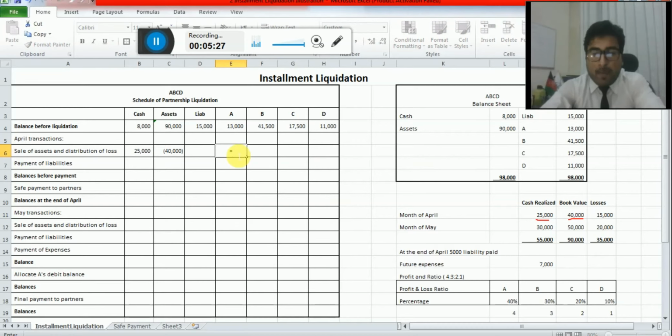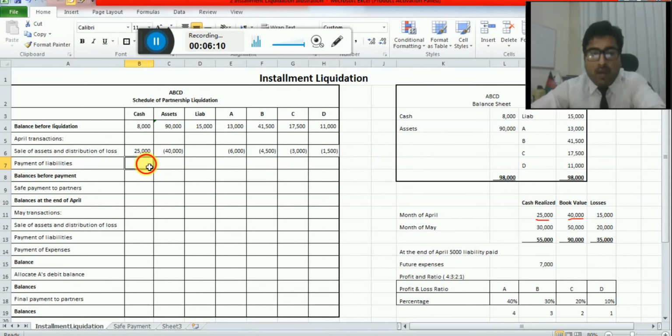So equal sign, minus. Why? Because we subtract the value. Then write 15,000 multiplied by the ratio of A, which is 0.4. Then again an equal sign, 15,000 of losses multiplied by 0.3. This is the ratio of the second partner. You can drag it to the right and just change the ratio, so we have 0.2 here and 0.1 here. Also make it negative. Why? Because all the values are negative. We subtract them here.